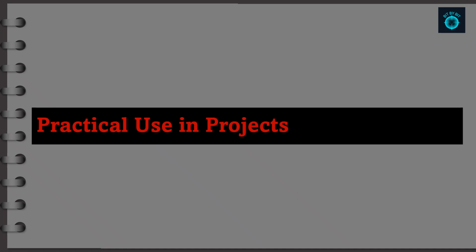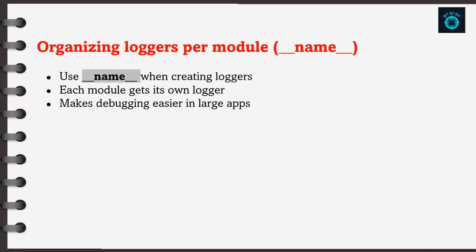Practical use in projects. Organizing loggers per module. In real projects, applications are split into multiple modules. A good practice is to create one logger per module, using __name__. This way, the log output tells you exactly which module created the message.